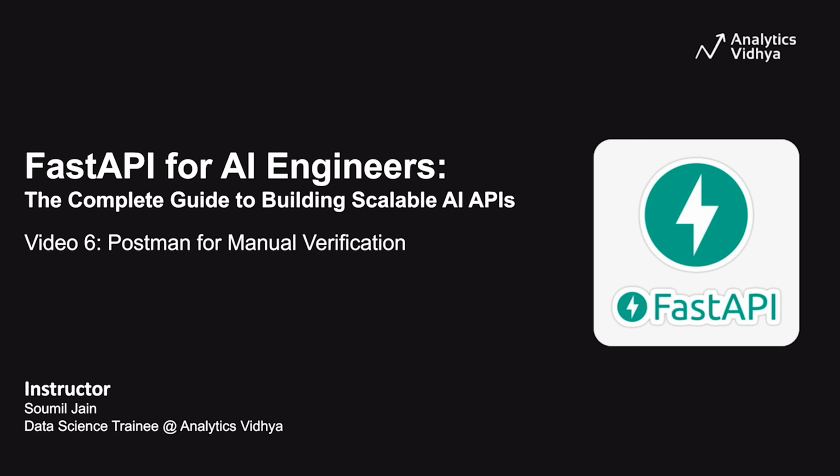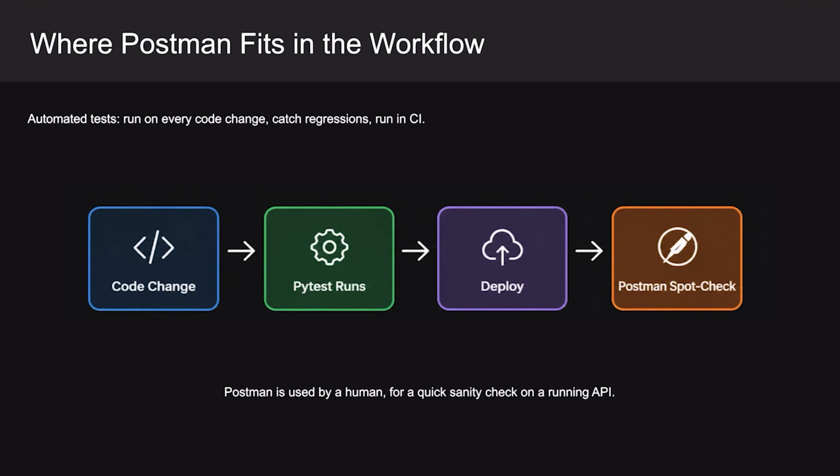Let's set it up. Look at the flow on screen. Code change, pytest runs, deploy, Postman spot check. That's the full development workflow. Automated tests run on every code change and in CI. They catch regressions without any human involvement. But after you deploy to a new environment, whether that's staging or production, you want a human to fire a real request and confirm things are working as expected. That's exactly where Postman sits.